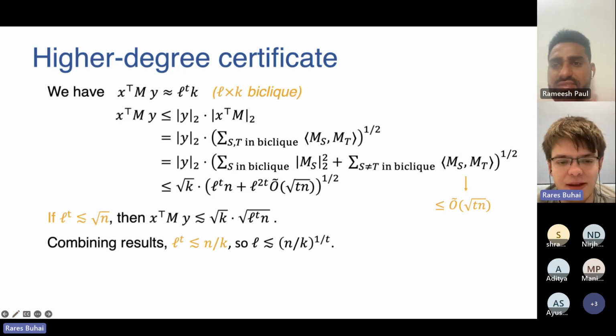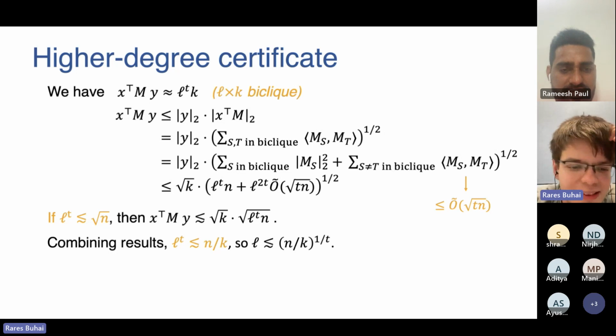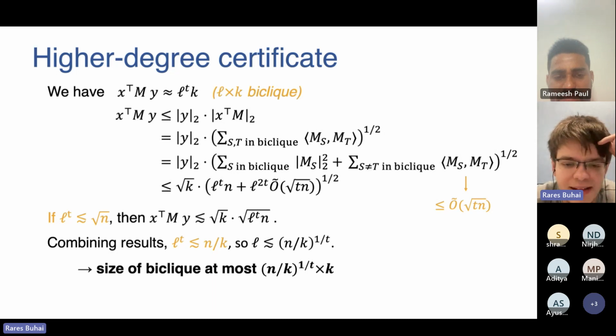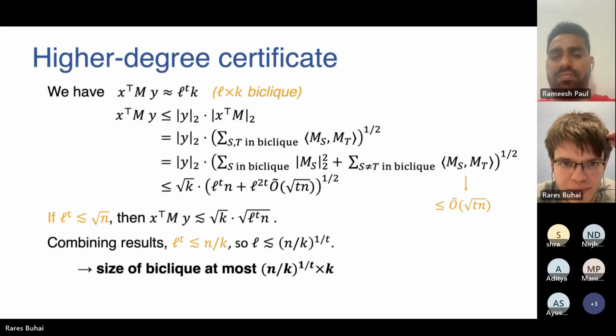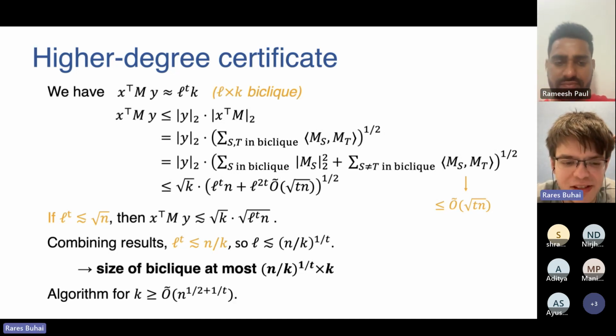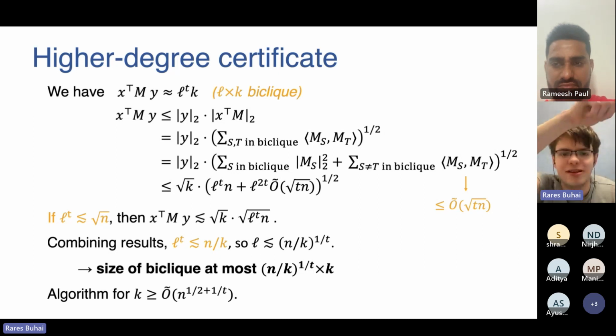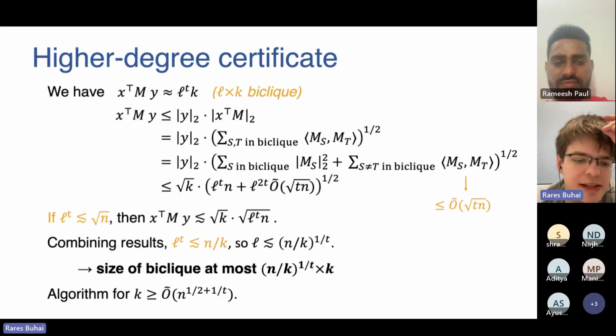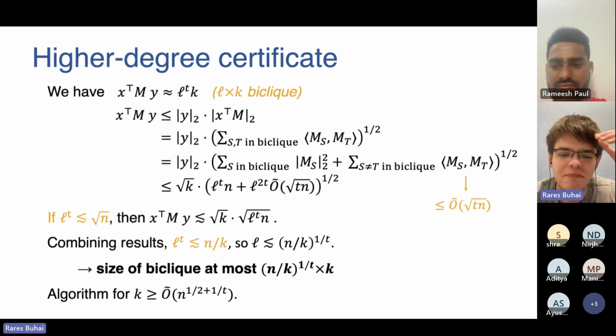So basically, you can take k to be root n to the 1 plus 1 over t or something like that. The bound that you prove on L to the t is actually smaller than the bound that you assumed, and this turns out to make everything fine. So we get that the size of a biclique is at most (n over k) to the 1 over t times k. If you plug this into the algorithm, going through the SOS into an algorithm, this gives an algorithm when k is at least n to the 1/2 plus 1 over t, because you need to multiply by root of (n over k) to the 1 over t. So this is roughly n to the 1 over t.